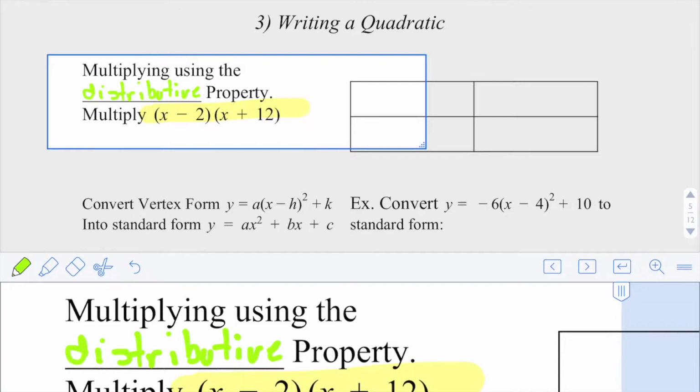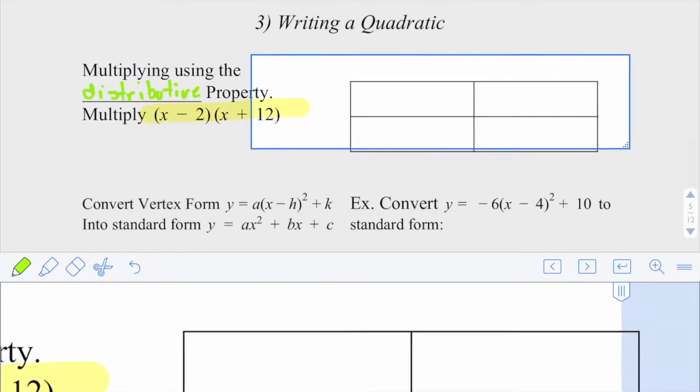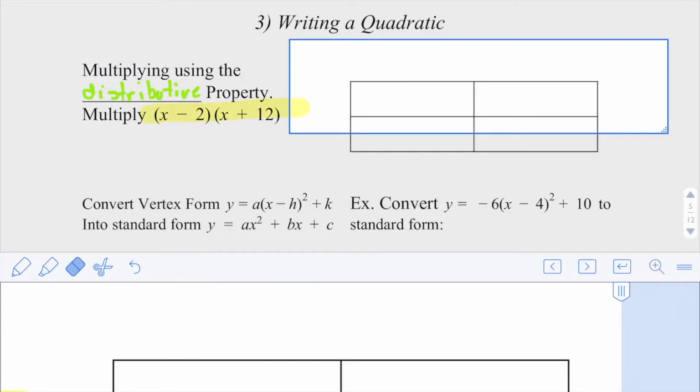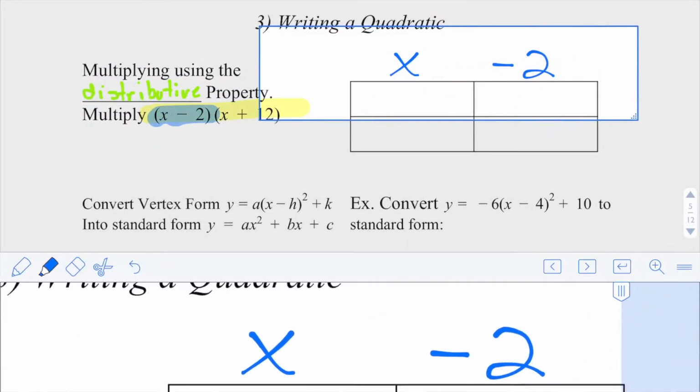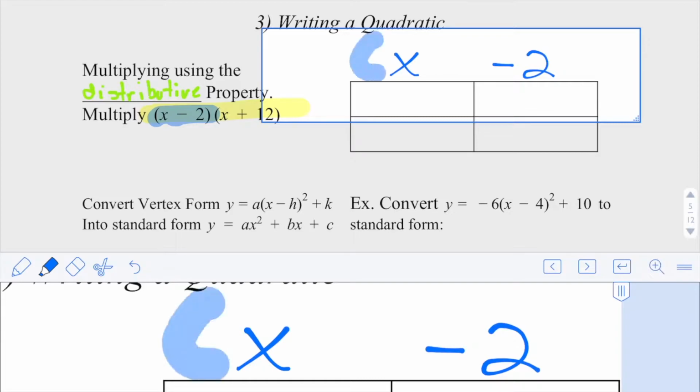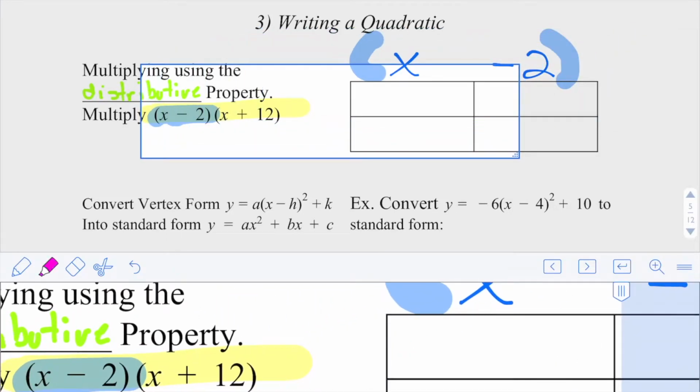Now, when I use the distributive property, I like to use a Punnett square. And when I do it, I like to put this one right here, up there with its sign. That's why I put the -2 with the -2. And then I'll put this one up and down, so x and then plus 12, because I want to make sure I know that it's a positive 12.